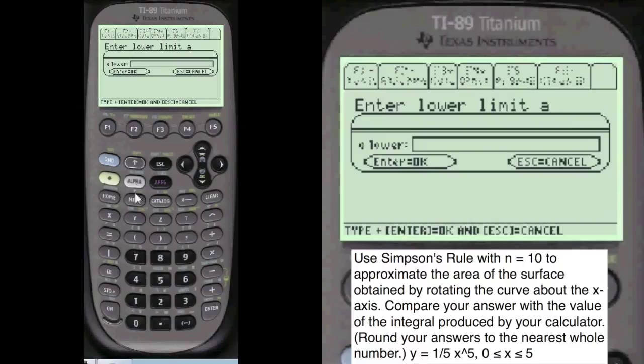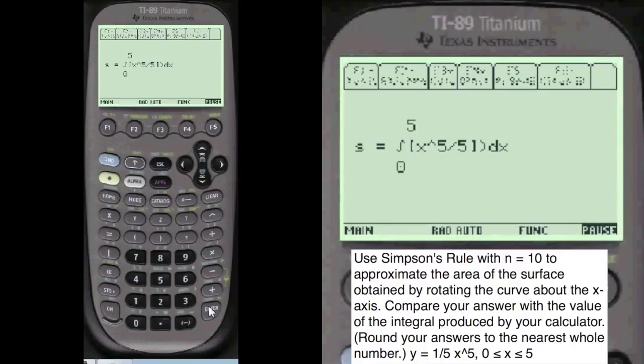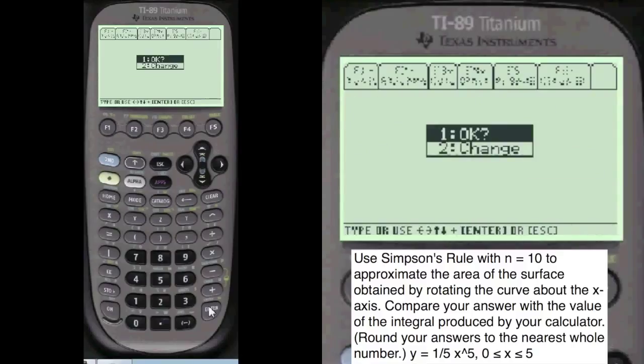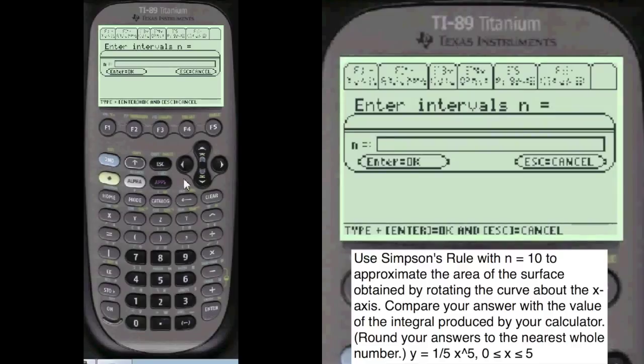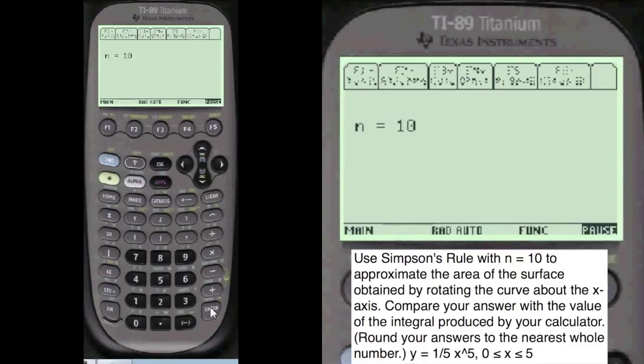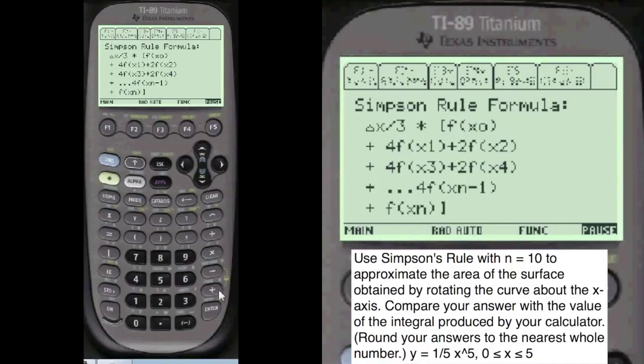The limits are given as alpha 0, or the range, and alpha 5. So that looks pretty good. And they want the number of intervals to be 10, alpha 10. And here's the Simpson's rule formula.